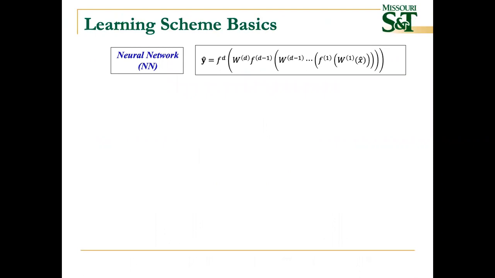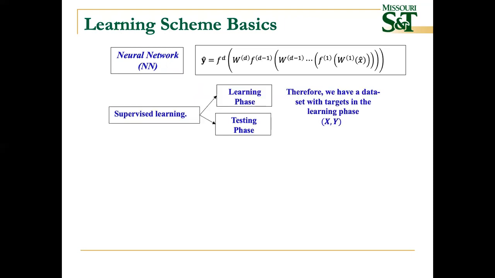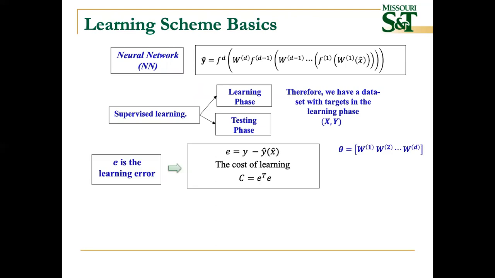To start with, we're going to consider a standard neural network with D layers. Each layer is represented by F_d, which represents the nonlinearity at that layer, and W_d, which represents the weight at that layer. I'm considering a supervised learning setup in which there is a learning phase and a testing phase, and the data is given to us as a tuple of X and Y. We will consider a simple cost function, an L2 norm cost function, which is basically given as an error squared. Error is defined as target minus output of the neural network.